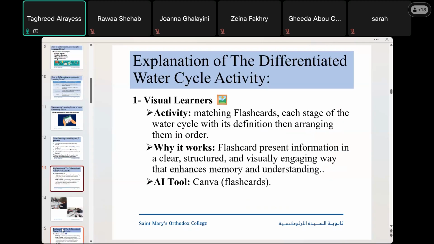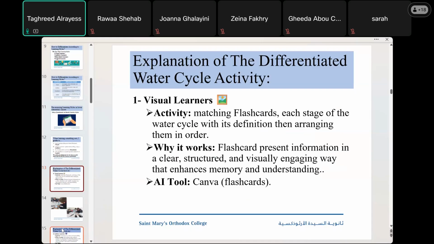They had to match the flashcards. They had to match each stage of the water cycle with its definition. And after that, they have to arrange the flashcards in the correct sequence to make the water cycle. Why does it work? Because the information was presented in a clear, structured, and visually engaging way.